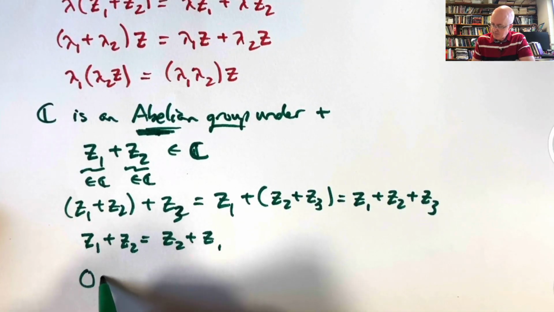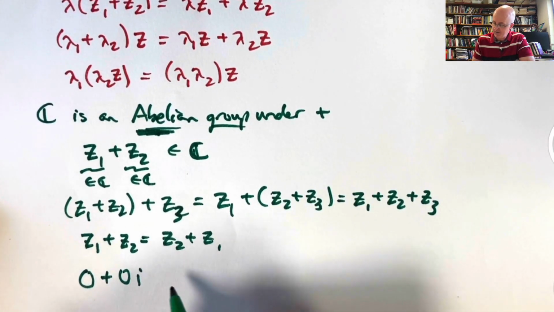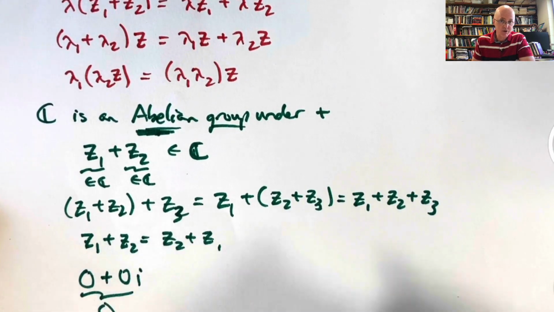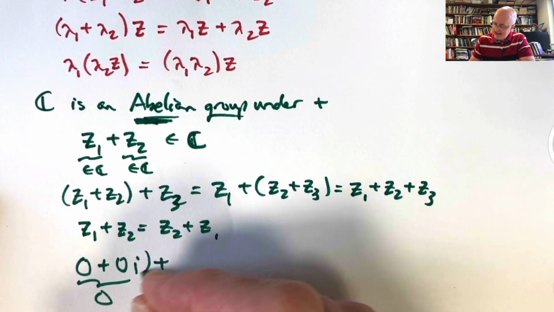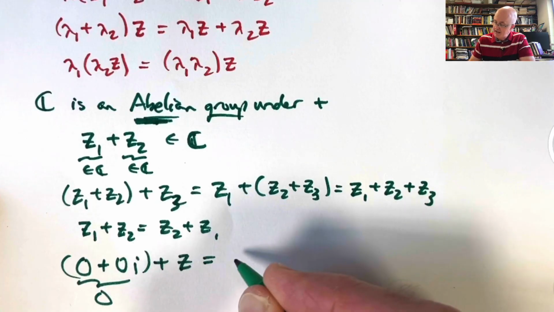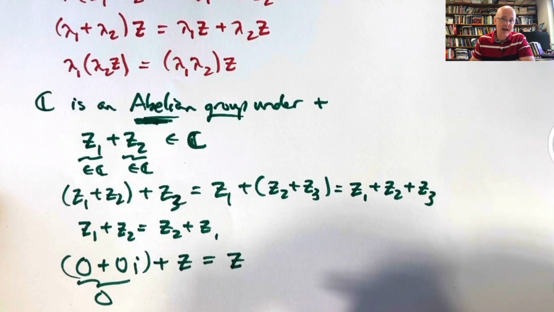Thirdly, there is an additive identity. The complex number 0 plus 0i, which we could just call 0 for short, is the additive identity. If you add that to any given complex number z, you get that complex number z back.